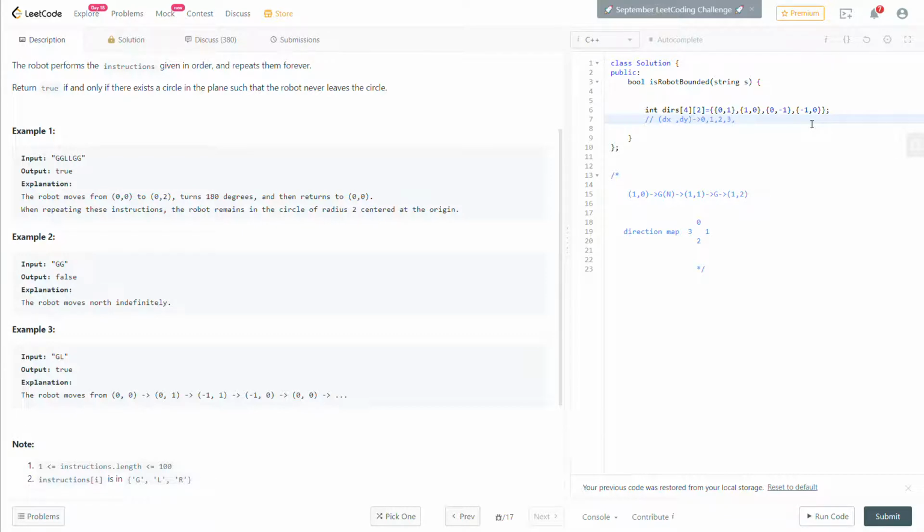So when I say dirs of 3, 0 or dirs of 3, 1, that means when the robot is facing west, what are the possible values of dx and dy? For that sake, I've taken a dirs array. Then I'll take the current direction to be also an integer. Initially it is north, so I'll set it to 0. Okay, so we are done. I think we can start coding up the solution.